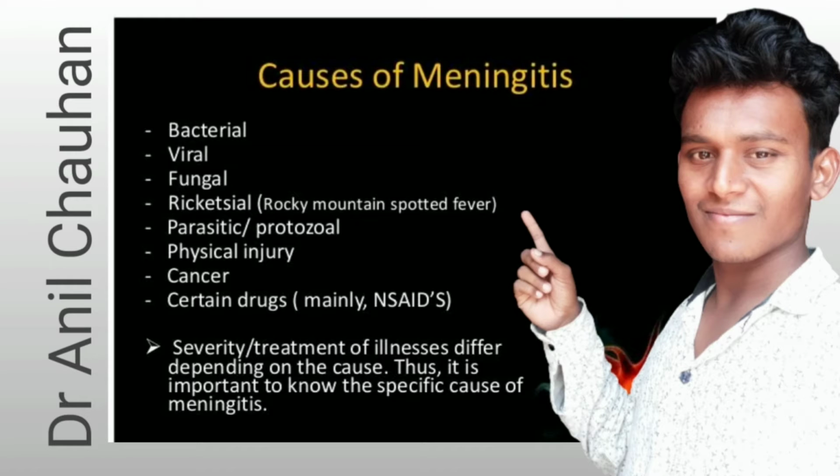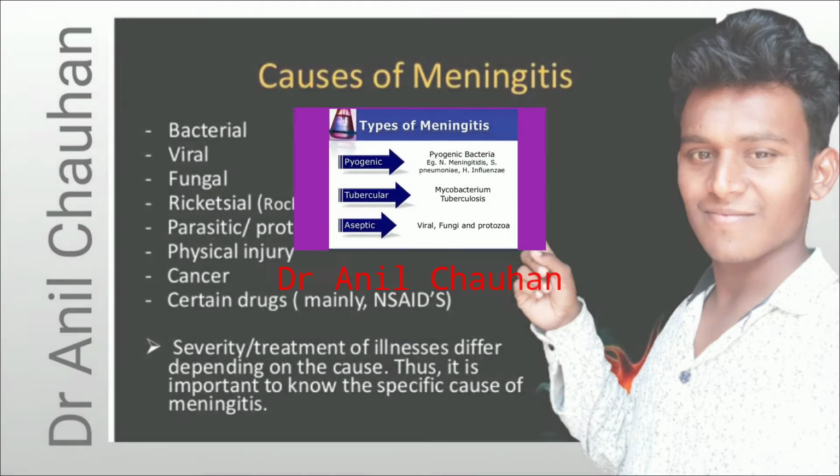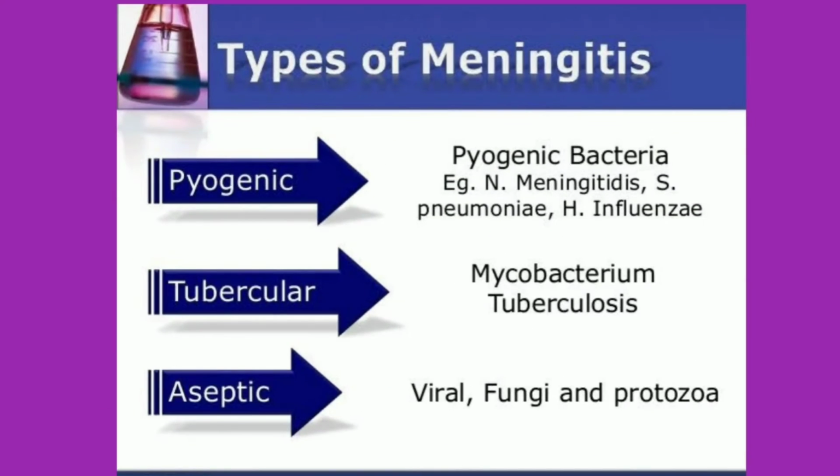Causes of meningitis: bacterial, viral, fungal, parasitic, protozoal, physical injury, cancer, certain drugs, NSAIDs. Let's begin. Types of meningitis: first, pyogenic, tubercular and aseptic. Pyogenic is caused by bacteria, tubercular by Mycobacterium tuberculosis, and aseptic by viruses, fungi, protozoa and parasites.